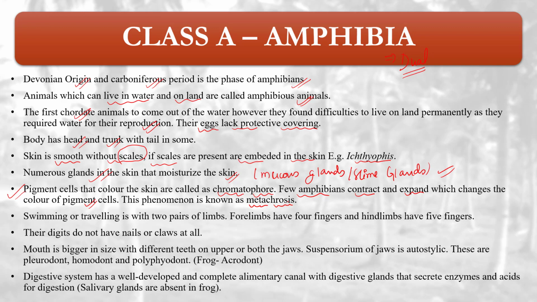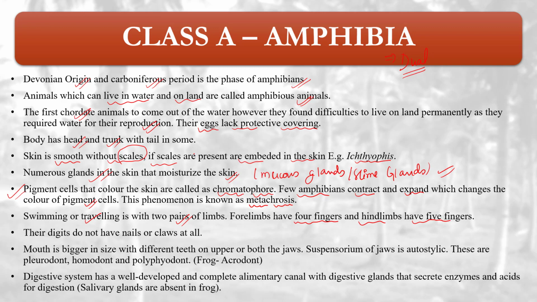Now, coming to next, swimming or traveling is with the help of two pairs of limbs. So out of four pairs, two pairs of limbs help in swimming, they help in traveling. Fore limbs have four fingers, and hind limbs have five fingers. Okay. So not like mammals, not like us. Hind limbs means the limbs which are present at the lower regions have five digits, and the fore limbs have four digits.